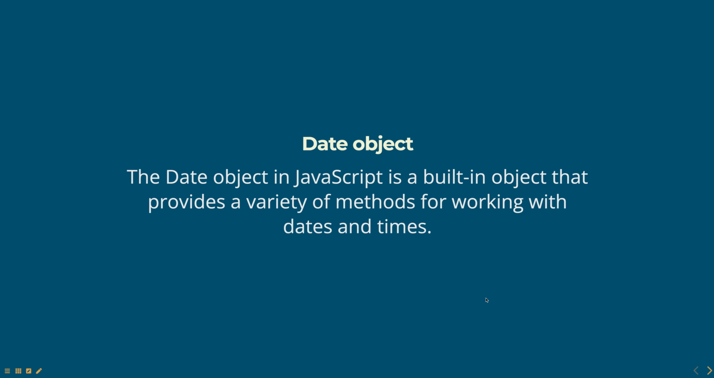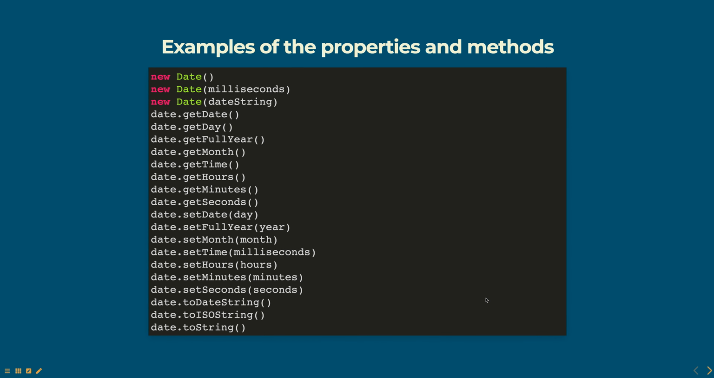Here are some examples of methods provided by the date object. New Date creates a new date object with the current date and time. New Date with milliseconds creates a new date object with a specified number of milliseconds since January 1, 1970. New Date with a date string creates a new date object with a specified date and time in a string format.